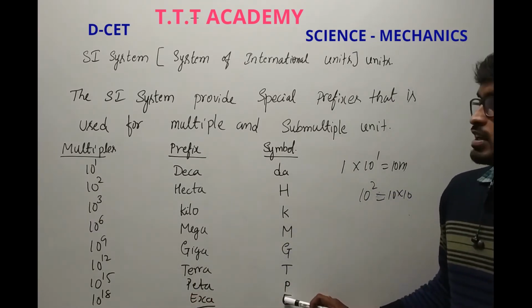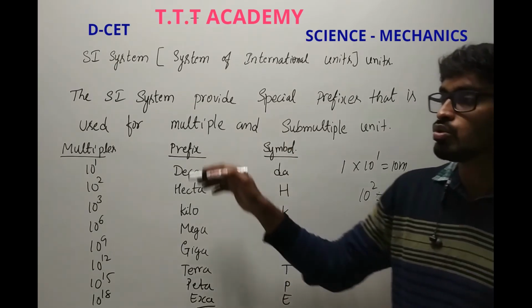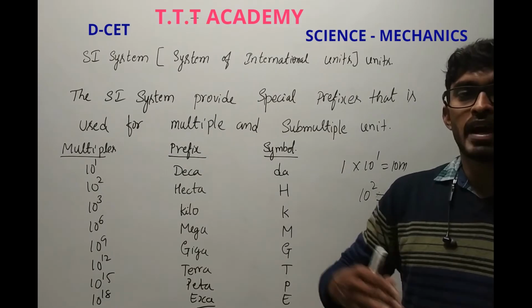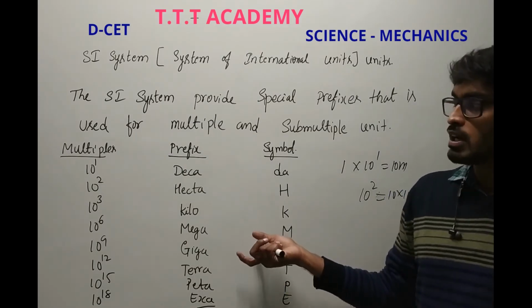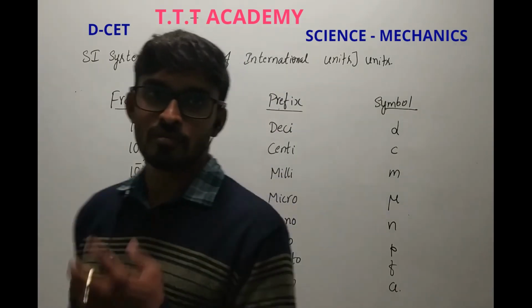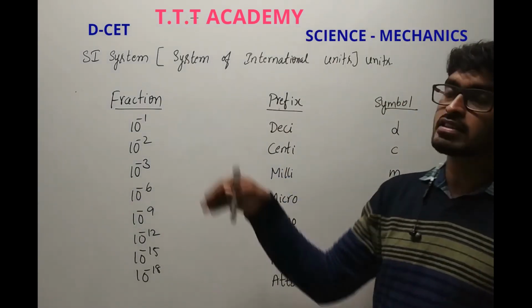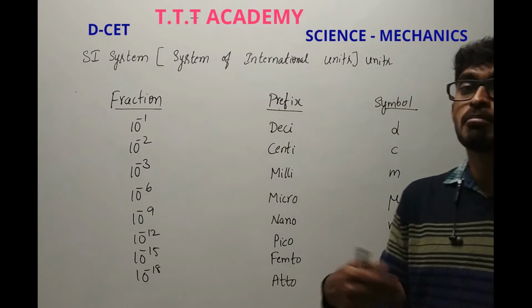its symbol is E. So by using this, you can increase the maximum range. You increase the maximum range by using the multipliers. Okay, next, what are fractions? Fractions are also called submultipliers.